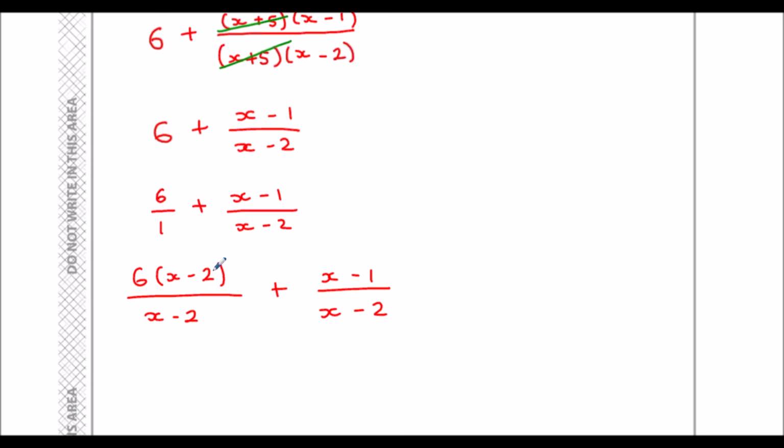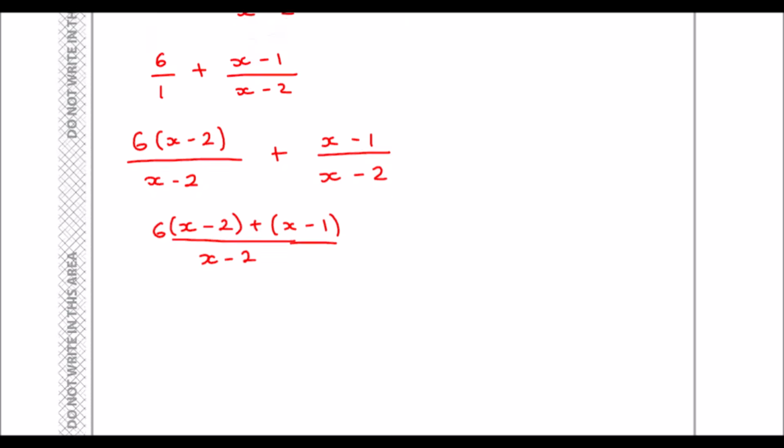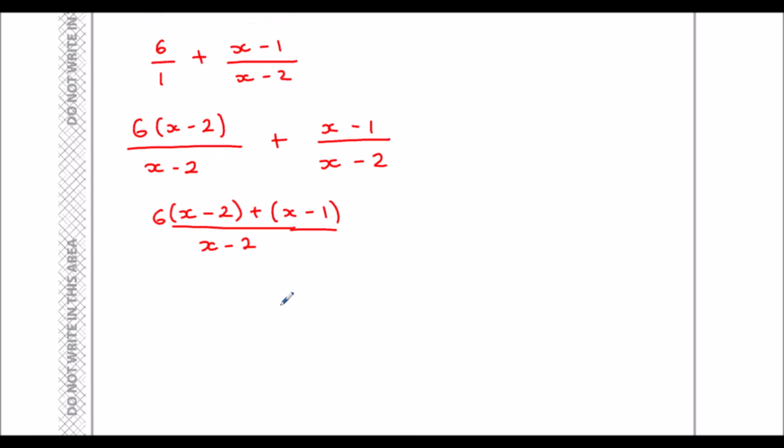And we could expand the bracket first, or we could do it after. It doesn't make a difference. So we're going to write it all over x minus 2. I'm going to expand it after. So 6 times x minus 2 plus x minus 1. I'm going to put that in a bracket. If it was negative, if we were taking away the fractions, it would be important to keep this in a bracket. Where it's a plus, it doesn't actually matter, but I'm just going to do it. Now we need to expand these brackets.